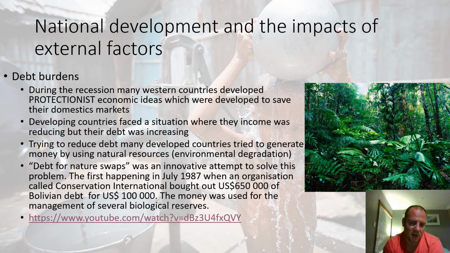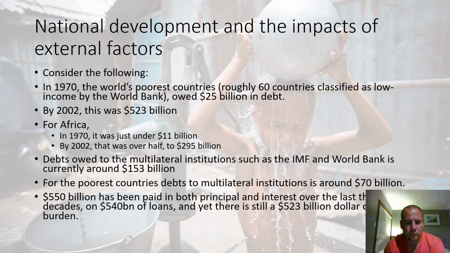Some countries have started doing it, debt for nature swaps. So in the 80s, what they tried to do was sell off their natural resources to these developed countries at a reduced price, and as a result, you have a lot of environmental degradation. I'll put that link to the YouTube video there to explain in more detail. But debt burden is a massive thing, and it's not just an economic issue; it's an environmental issue as well.